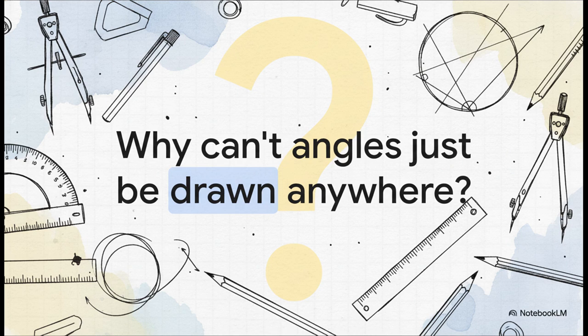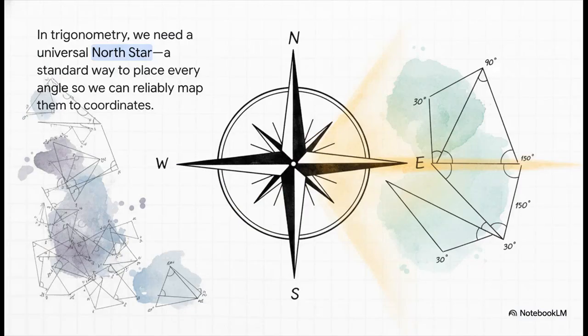Why all the rules, right? Why can't we just sketch an angle wherever we feel like it on a piece of paper? Well, the answer really comes down to one word: consistency. Just imagine trying to give directions if your compass pointed one way and my compass pointed another. It'll be total chaos, right?